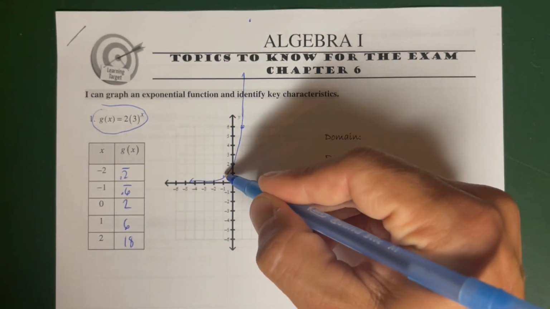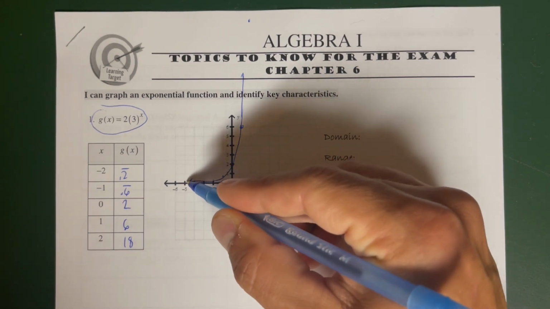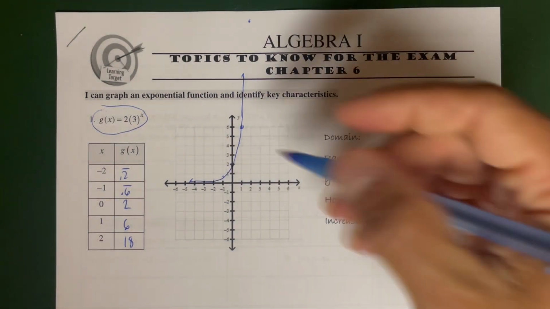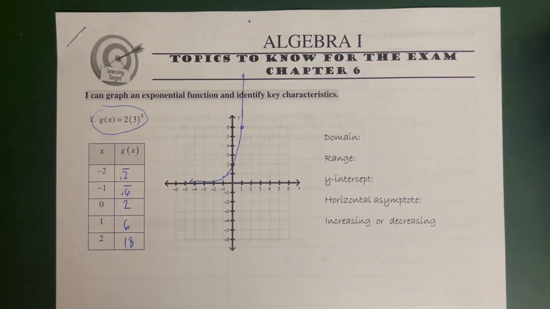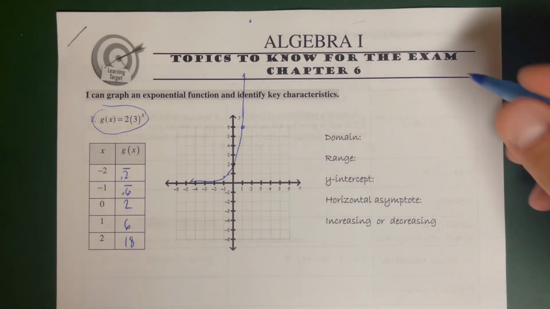I want you to notice that it comes closer and closer and closer to the x-axis but never touches it. That would be something called an asymptote, and we're going to be able to find the equation of that as well.